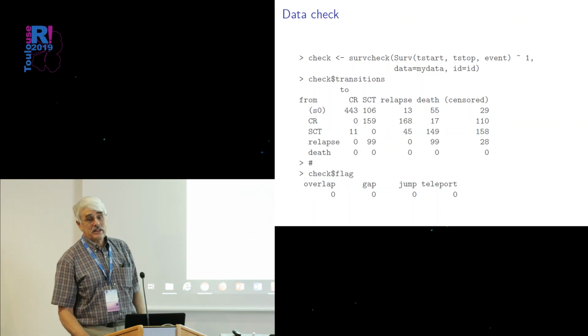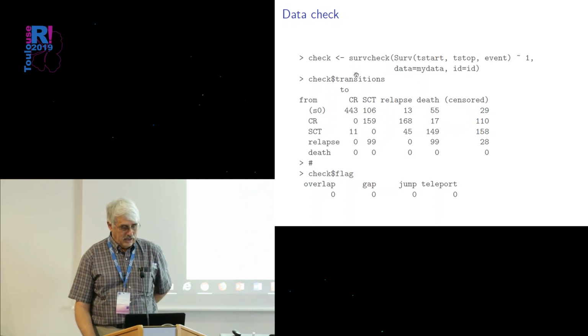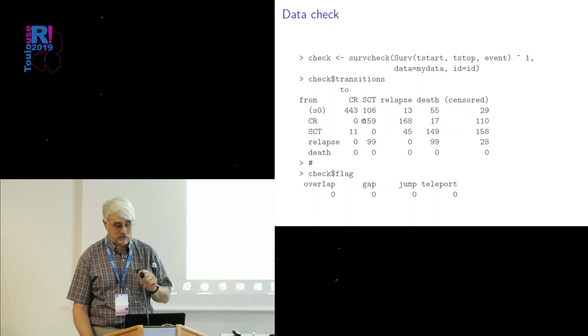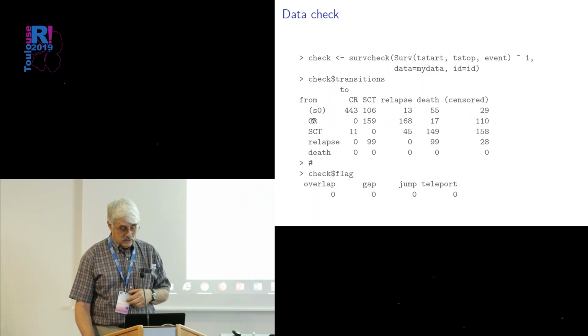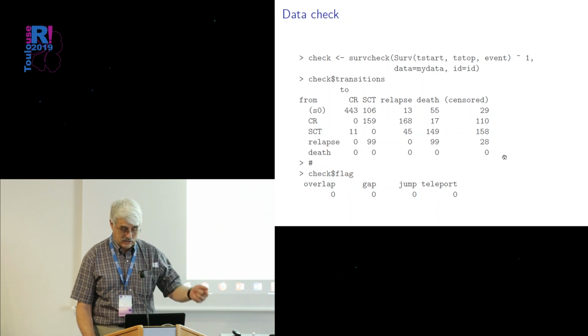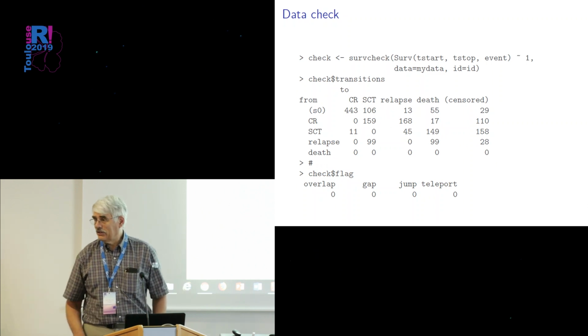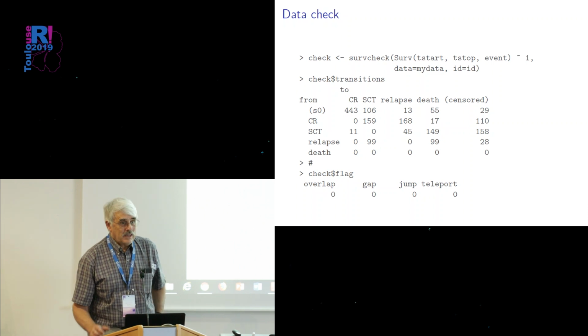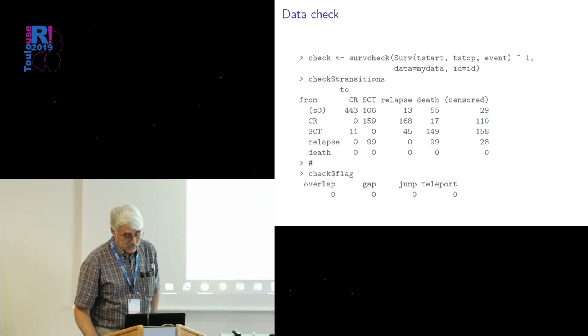You can check your data. There's a check function, survcheck, and you call it, and it will tell you for your data set what all the transitions are. So here I can see 43 people went straight from entry to CR. This many went from CR to SCT. The most important line here is the one that verifies that I didn't have anybody go from death to some other state. That usually means there's a data error. Even Mayo's not that good in terms of data.